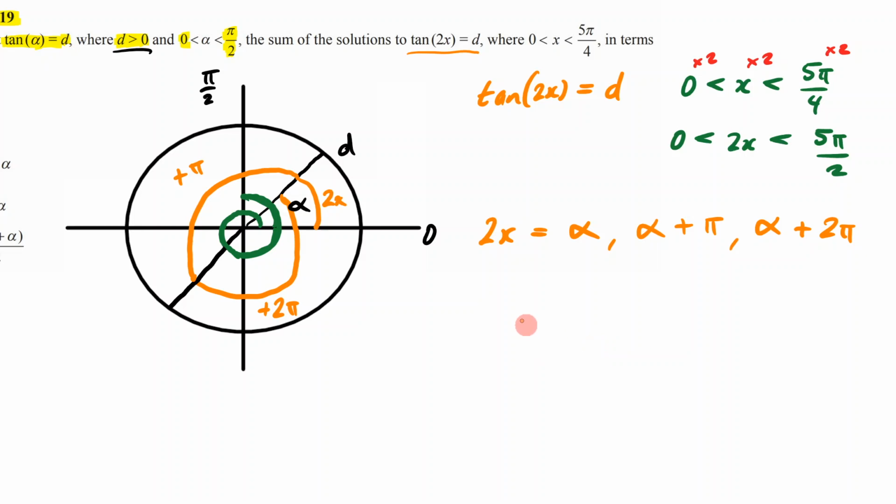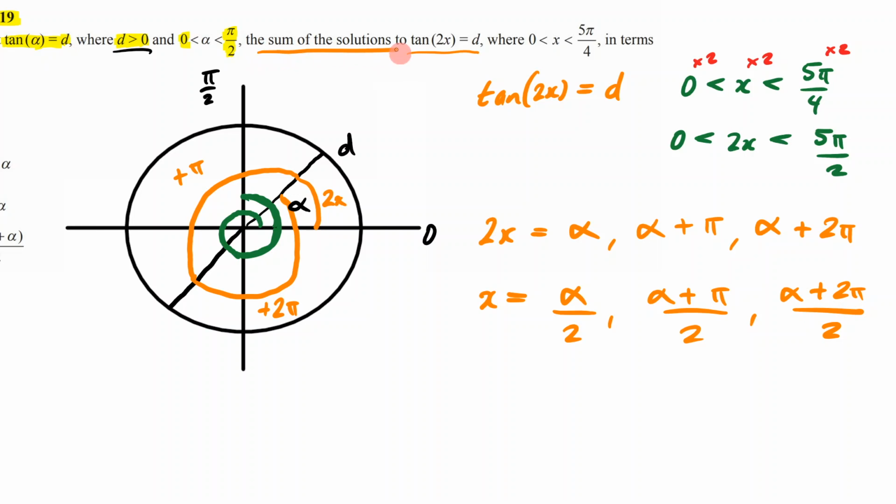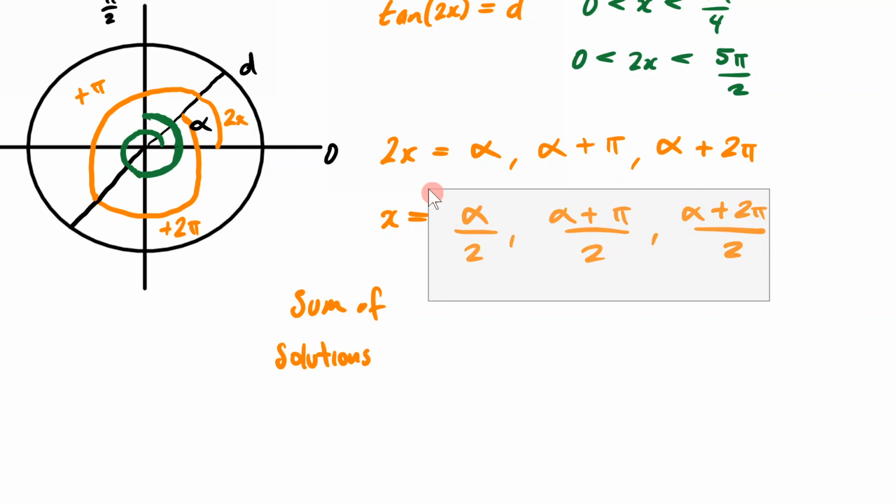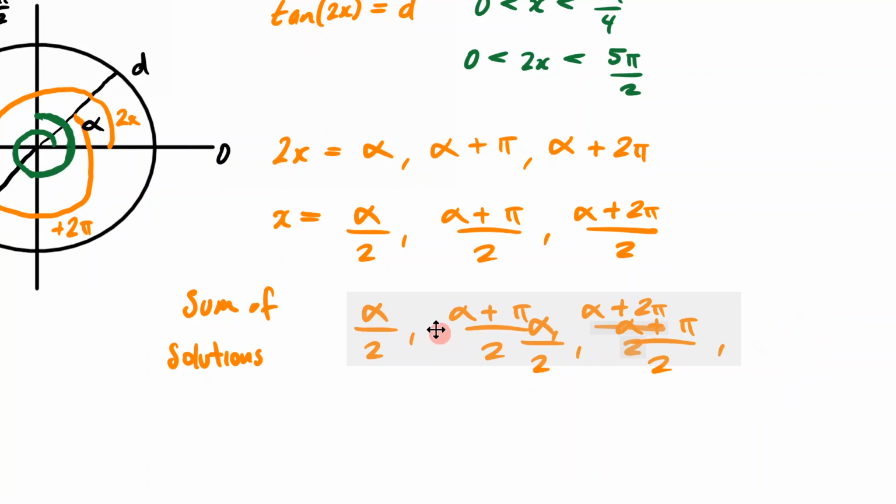Now, I want it in terms of alpha, but I want it just to be x equals this divided by 2, this plus this divided by 2, and then this plus this divided by 2. Now, as you can see, the question asks me for the sum of the solutions. So here are all the solutions which fit within my domain. I'm now going to figure out what the sum of the solutions are going to be. So that means I'm going to take these right here, power of technology, Control C, Control V, and I'm going to plus them all together.